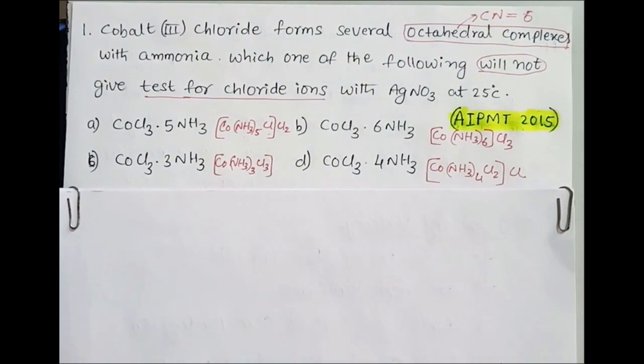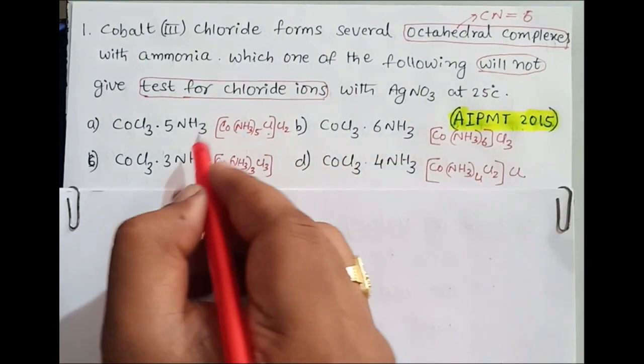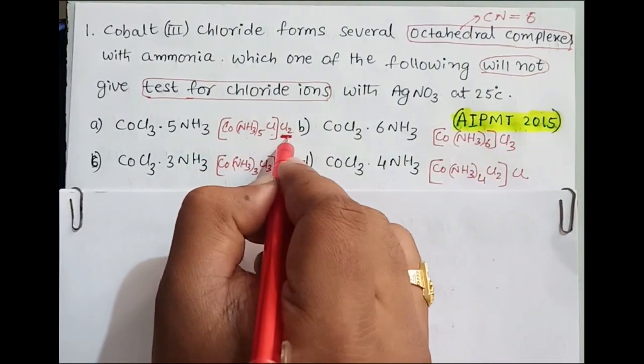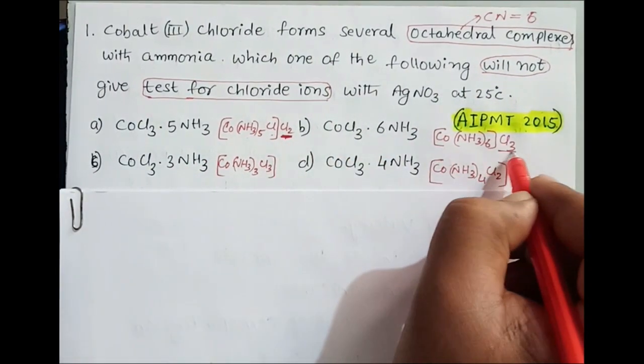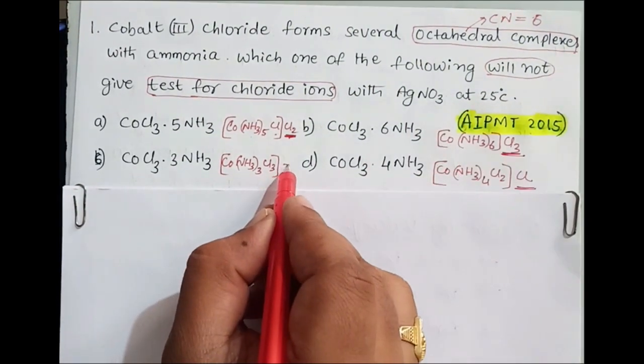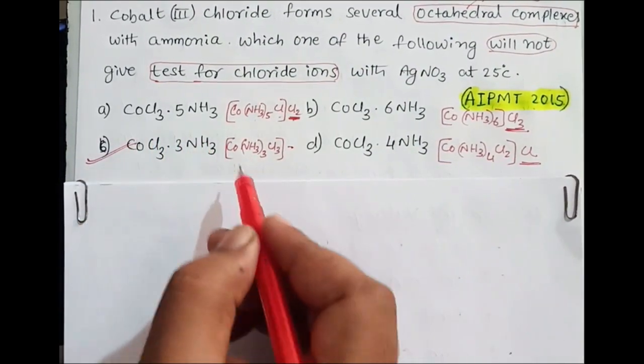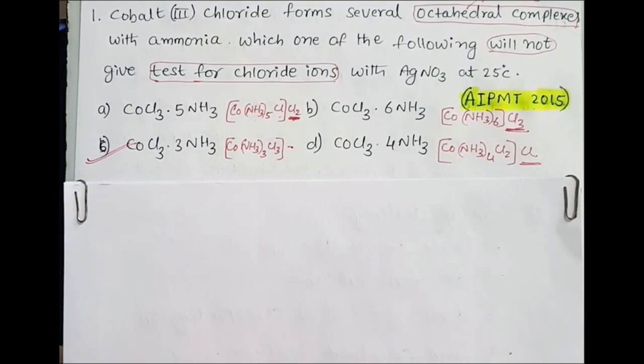Now which one will not give the test of chloride ion? Here 2 chloride ions are outside, so it will give the test. With 3 chloride ions outside the bracket, or 1 chloride ion outside, it will also give the test. But here there is no chloride ion outside the bracket, so this compound will not give the test of chloride ion. So that's the answer. It's a 4-mark question.